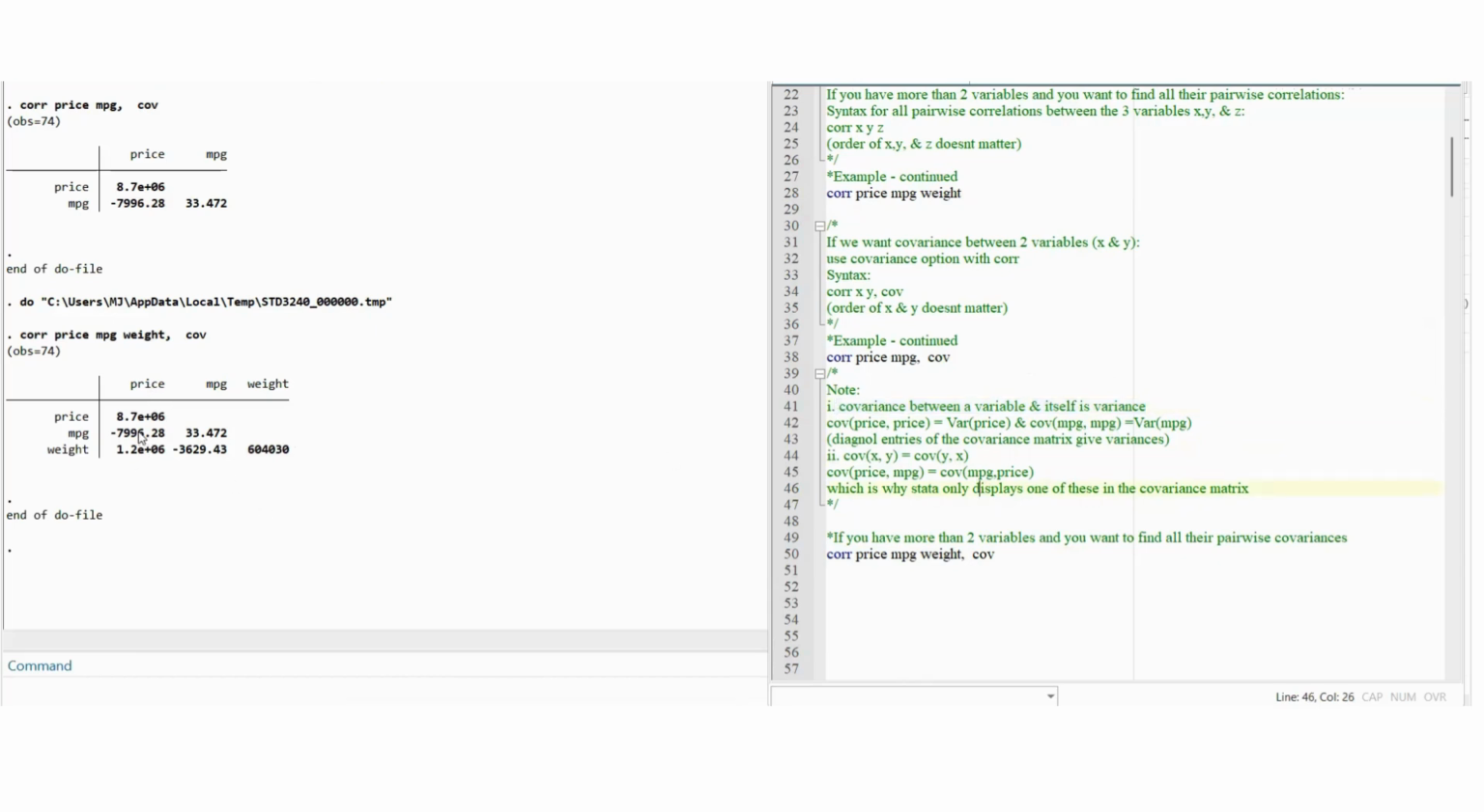And you can notice Stata will only display one of them. For instance, over here, the covariance between MPG and price is this. Since this is the same as this number, Stata won't display this. The covariance between weight and price is this. It's the same as this number, Stata won't display it. The covariance between weight and MPG is this. It's the same as this number, Stata won't display it, right? So the reason it's not displaying some of these numbers is that they're the same as the numbers already displayed. Because like we said, covariance between x and y is the same as covariance between y and x.